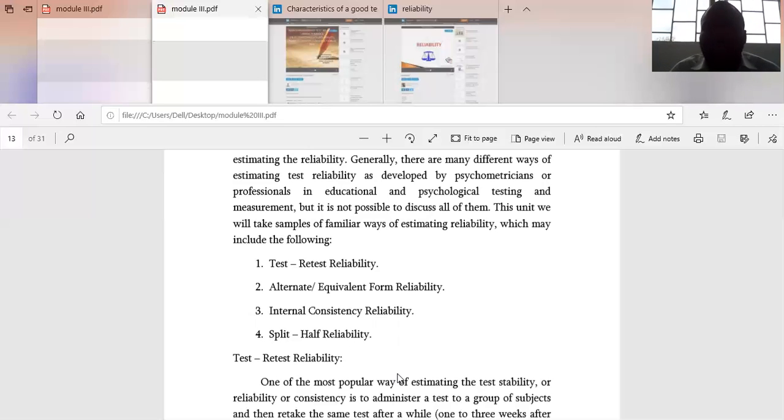But you need to check the test. If you give them the same test under the same circumstances, will the result remain the same or not? You are not supposed to take too short or too long a time. Maybe after 1 hour, or after 1 week, or 1 month, you give the same test. If you do so, that kind of determining consistency, we call it test reliability, because you are using the same test on the same students.